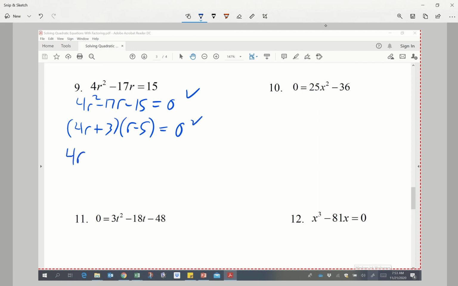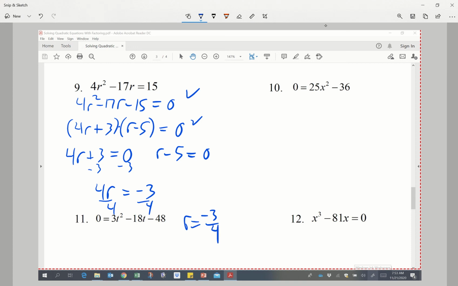So we have something times something equal to 0. According to the zero product property, either the first term or the second term has to be equal to 0. To solve the first factor, we would begin by subtracting 3 from both sides. We get 4r equals negative 3. And then we can divide both sides by 4. So one solution is going to be r equals negative 3/4. For the second one, we can add 5 to both sides, and we get the solution r equals 5.